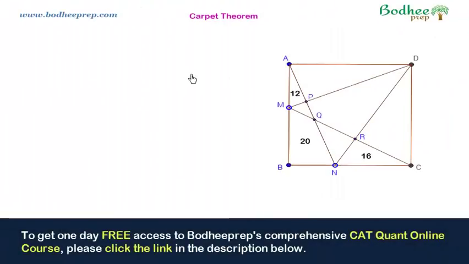Now let us understand what Carpet Theorem is, and before that let us understand the kind of question which appears under Carpet Theorem, right? So here the question is that ABCD is a square, and there are points M and N on AB and BC respectively, and the lines are joined as you can see, and these numbers are nothing but the area of this triangle APM.